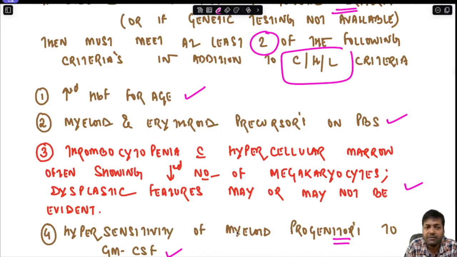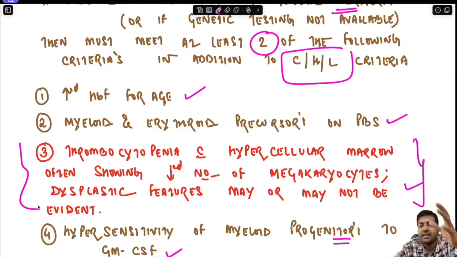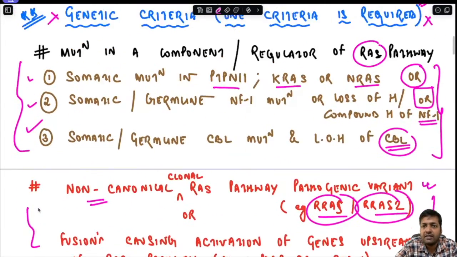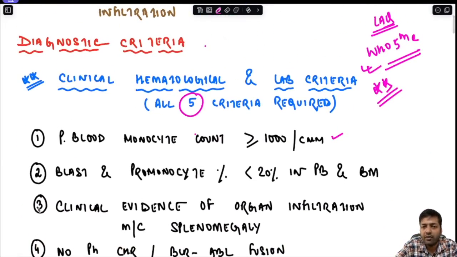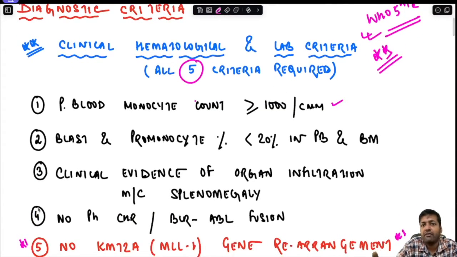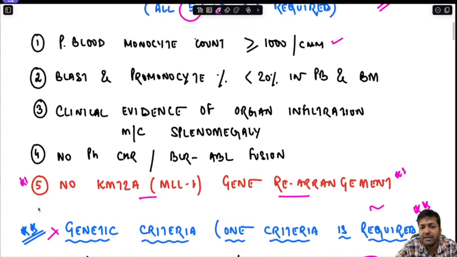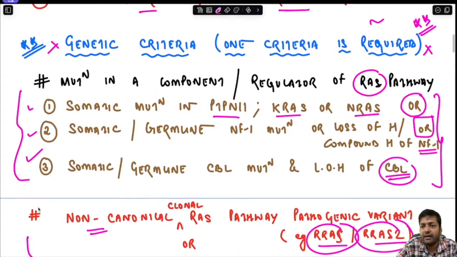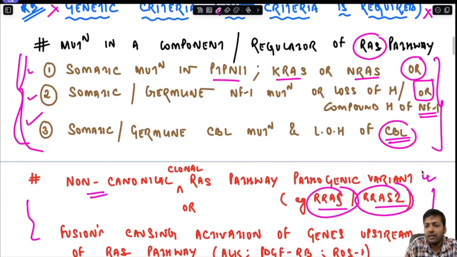Now out of all these 4 factors, remember that this is one of the new factors which have been introduced over here. It wasn't there in the previous 4th edition of WHO. So I will just go through all these diagnostic criteria once more. For diagnosis, all the 5 criteria of clinical, hematological and laboratory criteria have to be present. Any one of the genetic criteria has to be present.